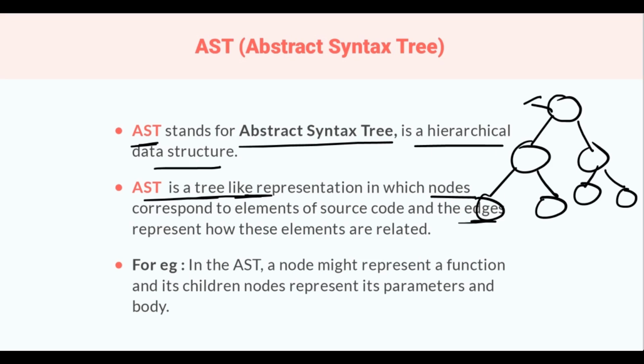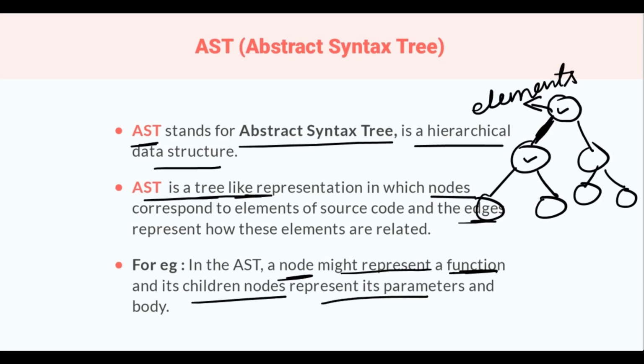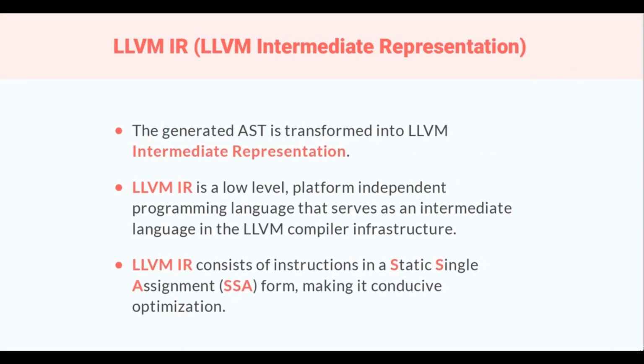Nodes correspond to the elements of our source code. And these edges represent how these elements are connected with each other. For example, suppose you have written any program, so definitely there will be some function. So a node might represent a function, and its children nodes represent its parameters and body. So till now we got the AST.